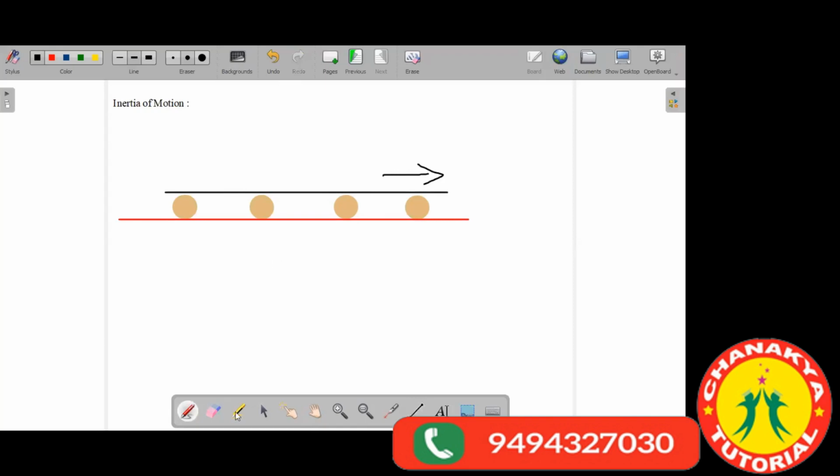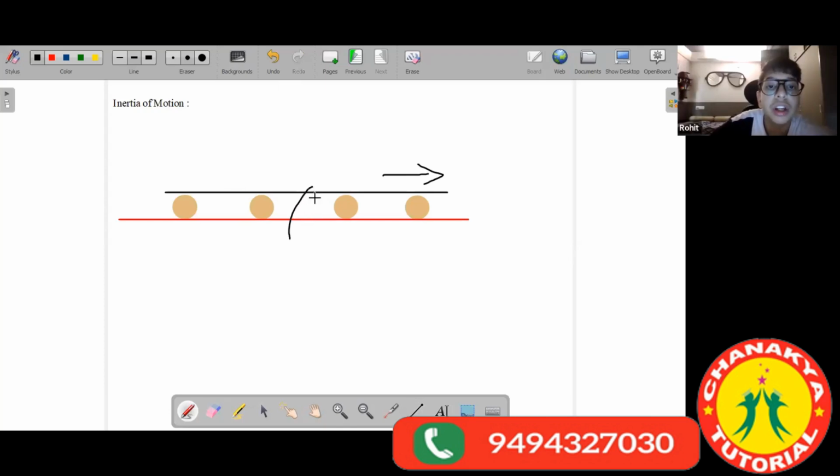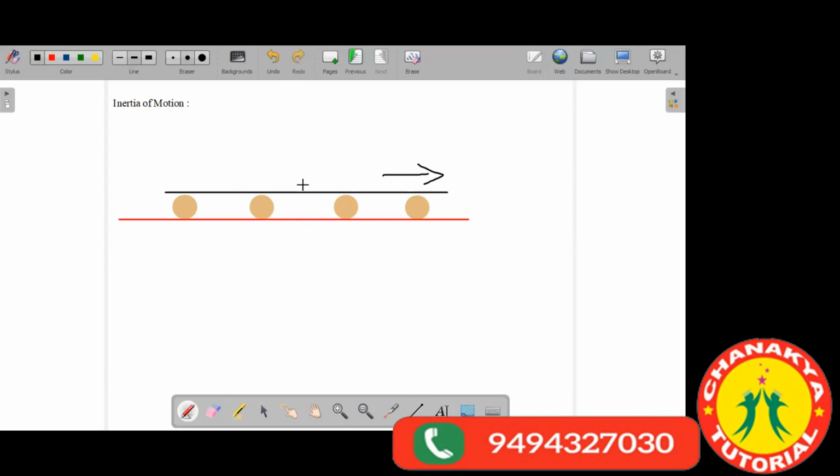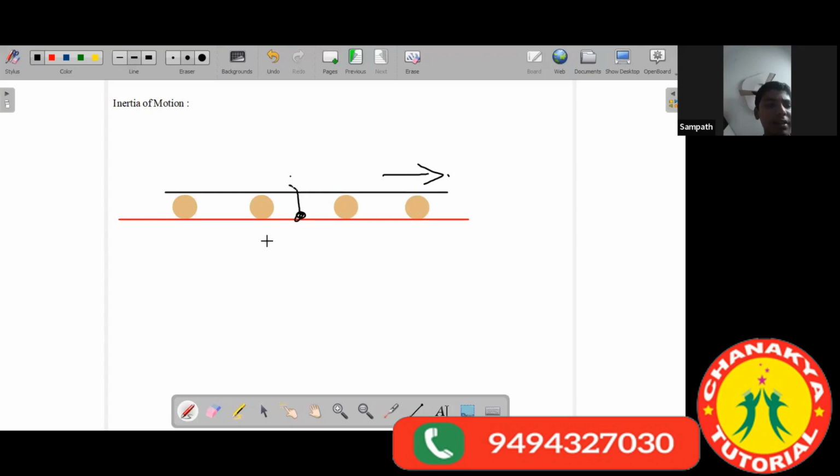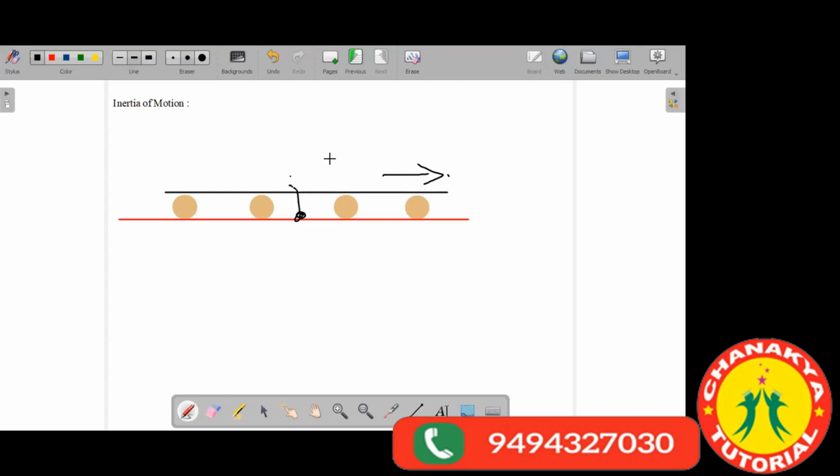And if you jump out of it, if you jump from here, in whatever direction you jump out of it, since you are sitting over here in the train and the train was making you move along with it, you are moving along with the train. Yes. So suppose the train was moving with a speed of 40 kilometer per hour. So the tendency of your body is still to move with the speed of 40 kilometer per hour.